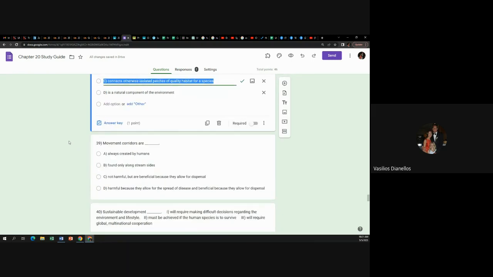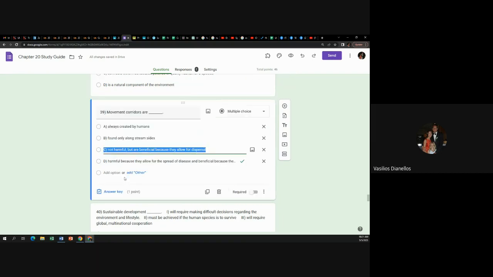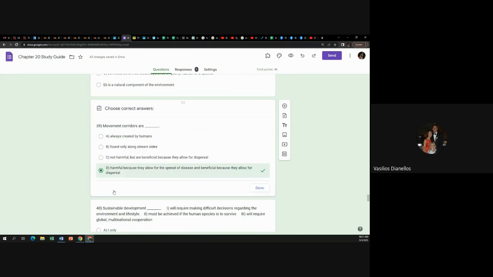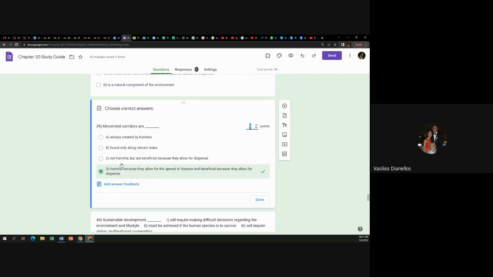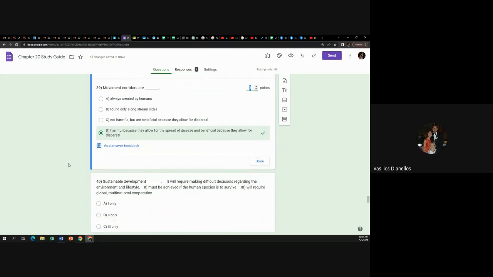All right. Speaking of movement corridors, number 39. Movement corridors are what? They are, let's see. B is too specific. A is too specific. C is kind of correct, except they can be harmful. This question definitely won't be on there because the correct answer, according to this, is D. But maybe this is just worded incorrectly. If it were to say can be harmful because they allow for blah, blah, blah, right? If that said can be, then I would accept that. But it doesn't say can be. So I don't like that. Anyway, any questions about 39?